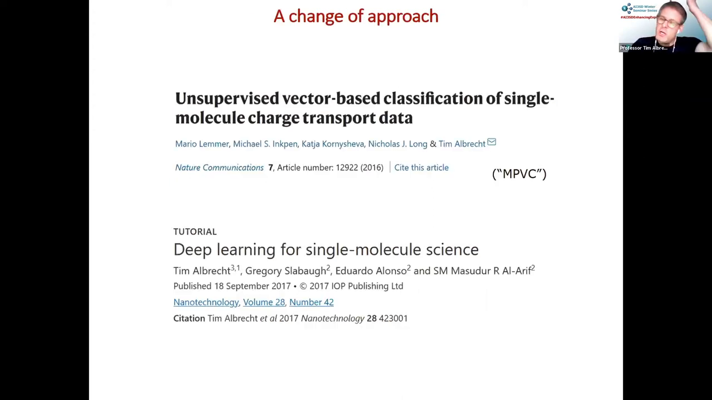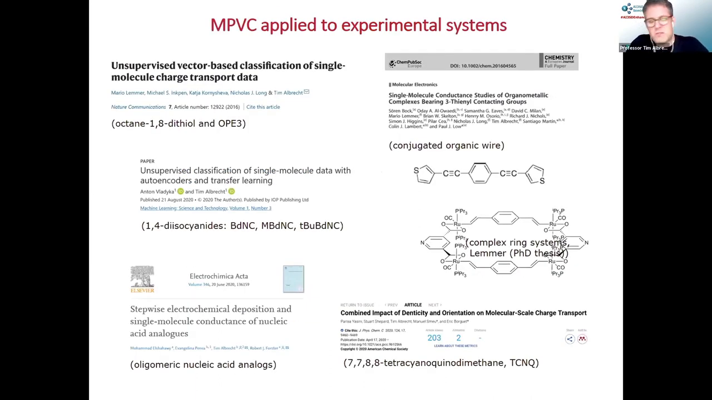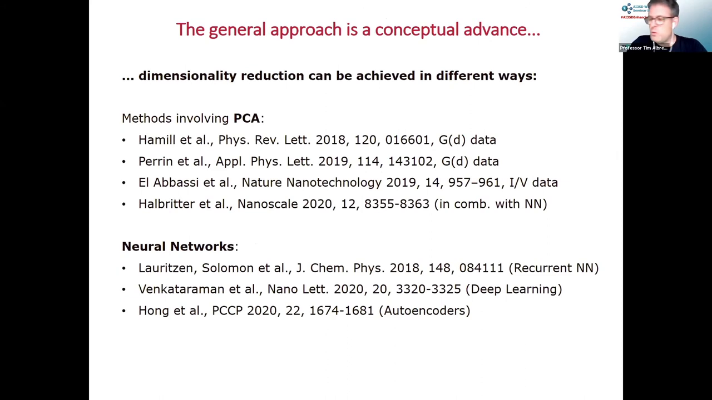And we set off on this journey a few years ago with these two papers here, where we basically developed a dimensionality reduction technique applied to charge transport data. We call that MPVC, multiparametric vector classification. Since then, I've used this in a whole range of different experimental scenarios to show that it works. Now, of course, this is not the only one, and people have used techniques like PCA or even neural networks. And I feel that with this work that we started with MPVC, the field really took a new direction, because before that, people really didn't use these sorts of techniques to analyze the data sets they obtained.